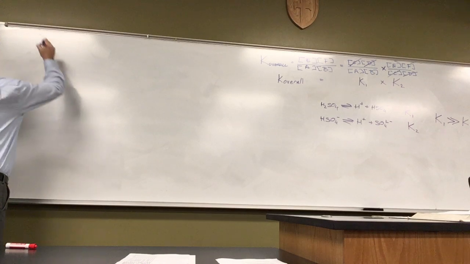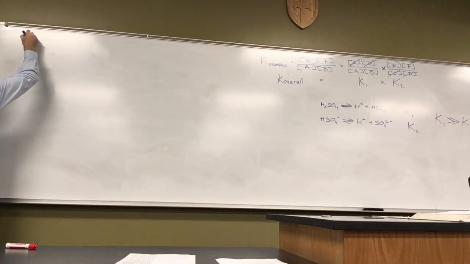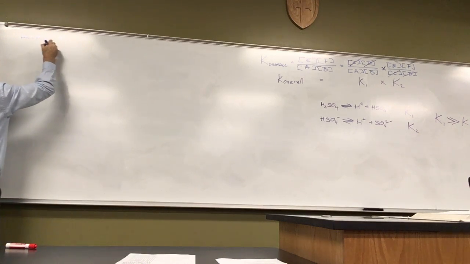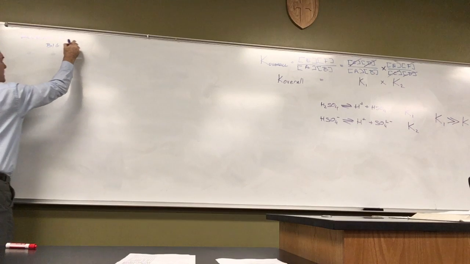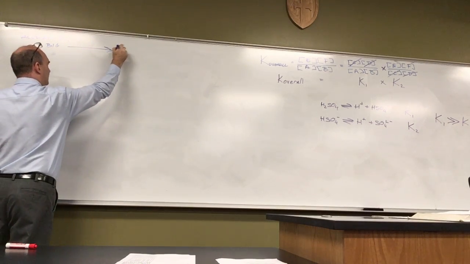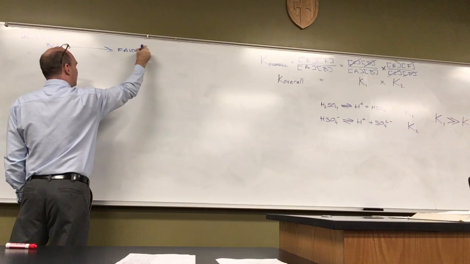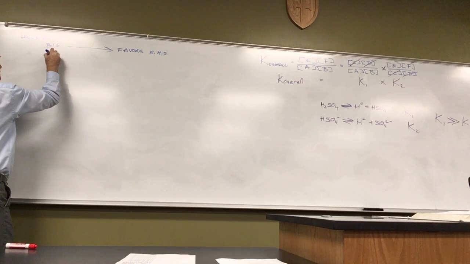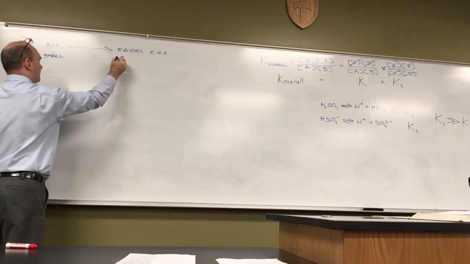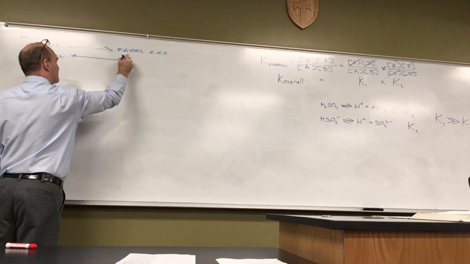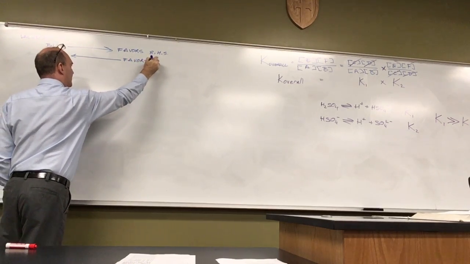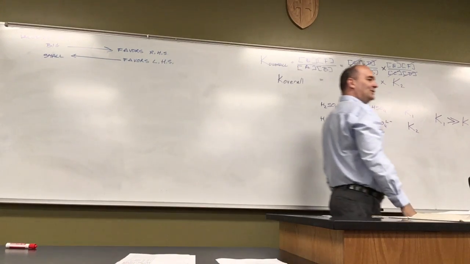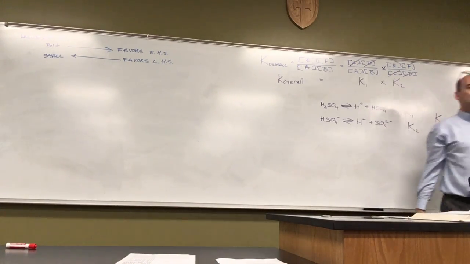Okay, so the value of K can be big or small. Big means it favors the right-hand side. Small means it favors the left-hand side. And what value will K be if it's slap bang in the middle?